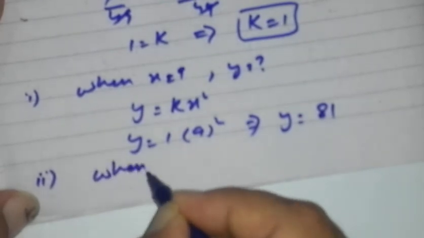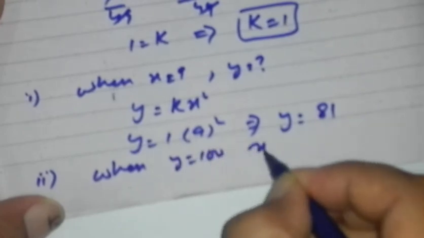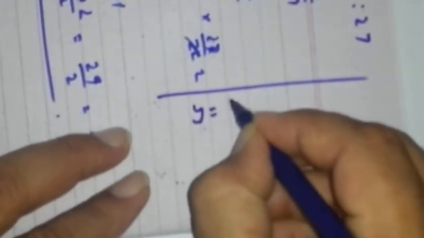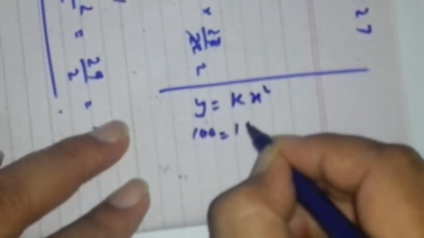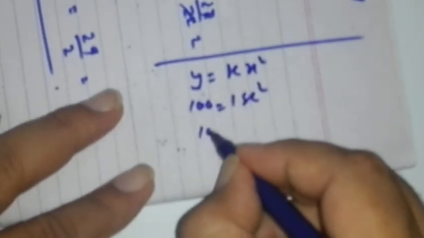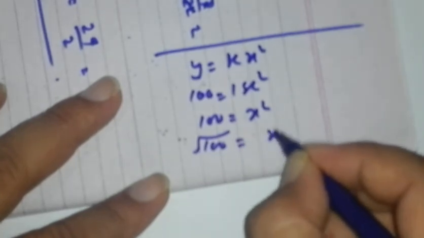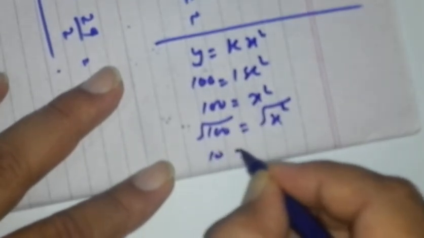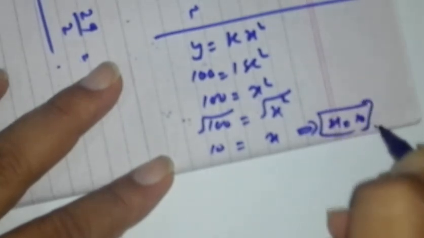The second part is when y equals 100, then x equals what? So use the equation y equals kx square. Put the y value 100 and the k value 1 into x square. So 100 equals x square. Taking the square root on both sides, we get 10. So x equals 10. That is the answer.